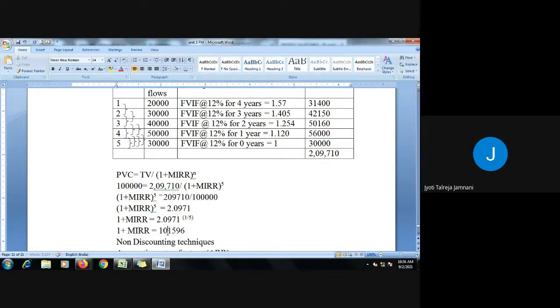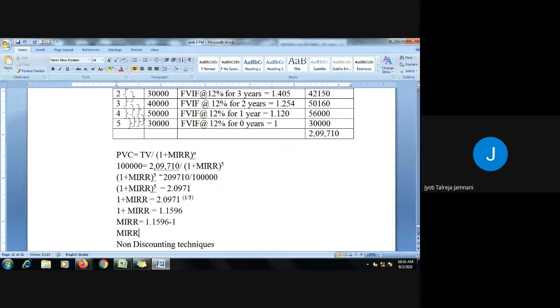All of you getting it? All those who are trying? Yes, ma'am. So MIRR will be equal to 1.1596 minus 1. That plus 1 I brought to this side. So MIRR is equal to 0.1596. If you multiply it with 100, is equal to 15.96%. So this is how you have to find MIRR.